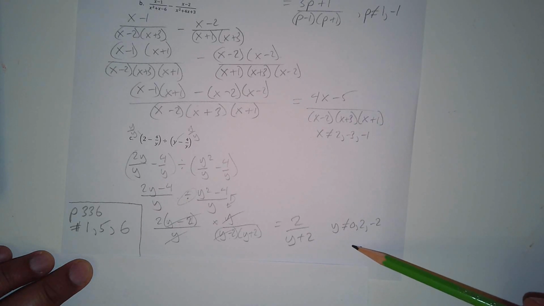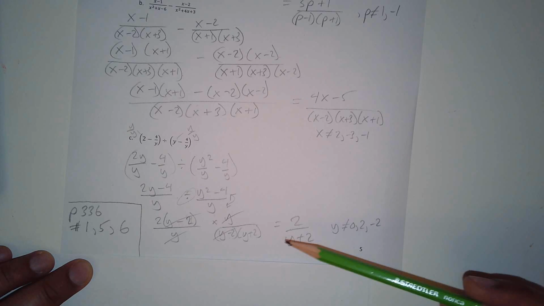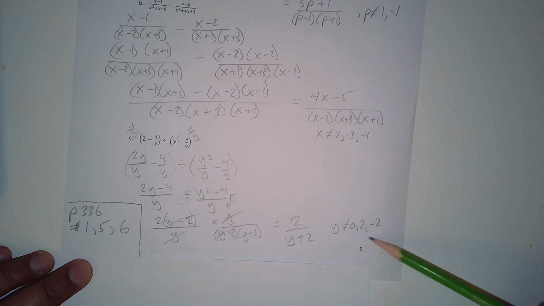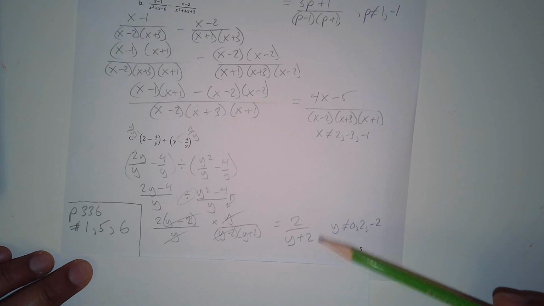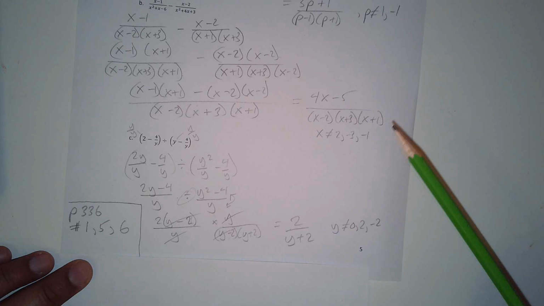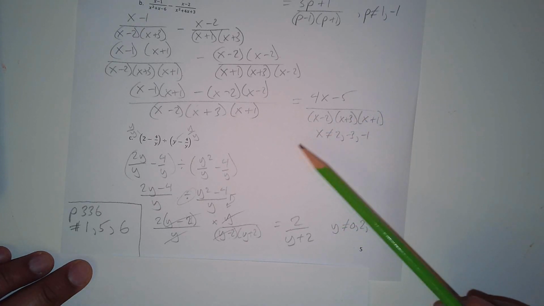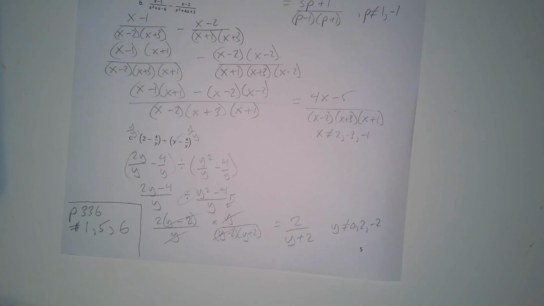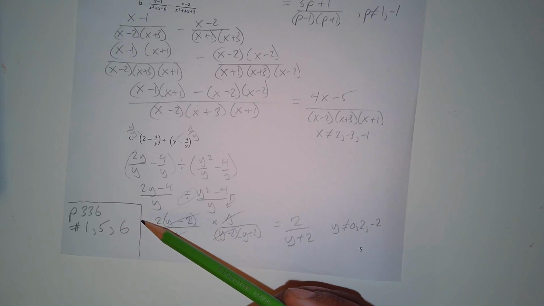Okay, so y can't equal 0 because of this y, okay, and it can't equal 2 because of y minus 2, and it can't equal negative 2 because of y plus 2. Okay, so the trouble here is trying to find out the common denominator. Okay, and then making sure that you multiply the top and bottom by both of those. So I'll stop there. So what you can do are these questions here, 1, 5, and 6 from 336.